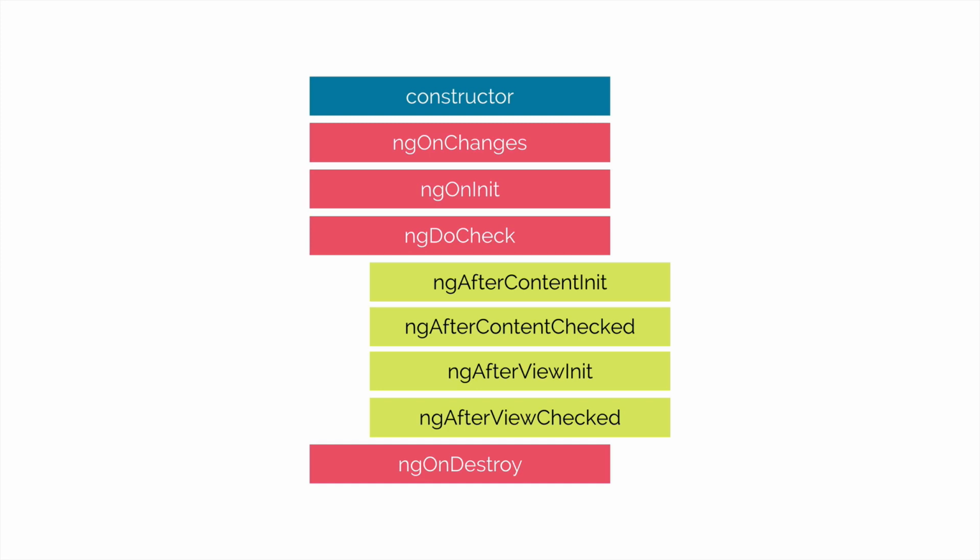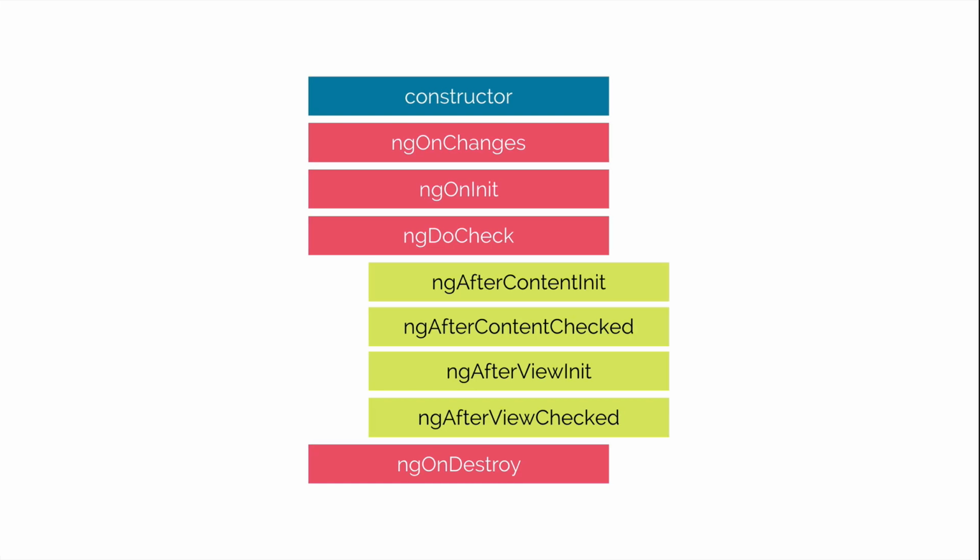Then we have ngOnChanges, and this is invoked every time there is a change on one of the input properties of the component. Then we have ngOnInit, and this is invoked when a given component has been initialized, and the hook is only called once after the first ngOnChanges, whereas ngOnChanges is called every time there is a change on any of the input properties.